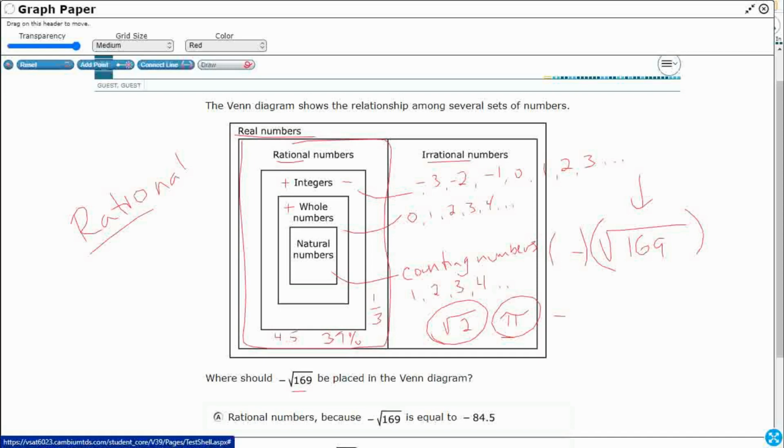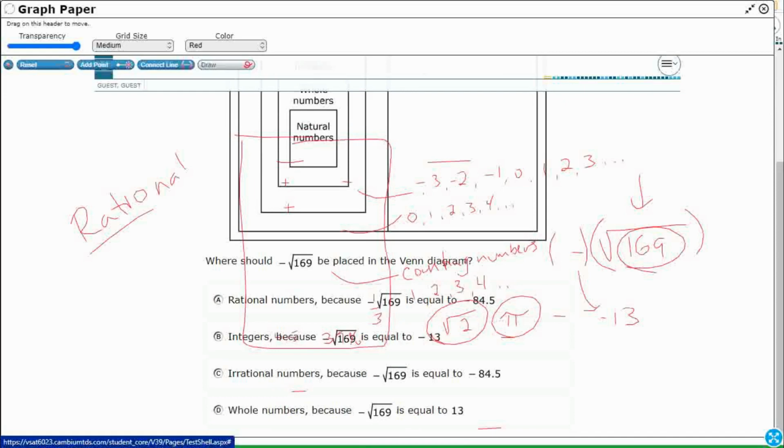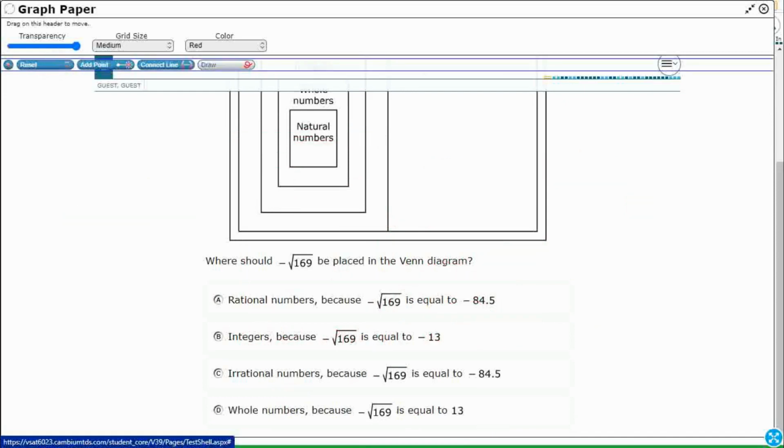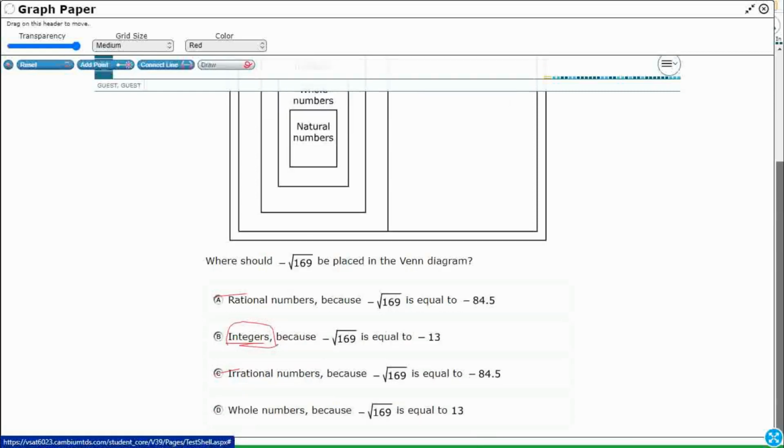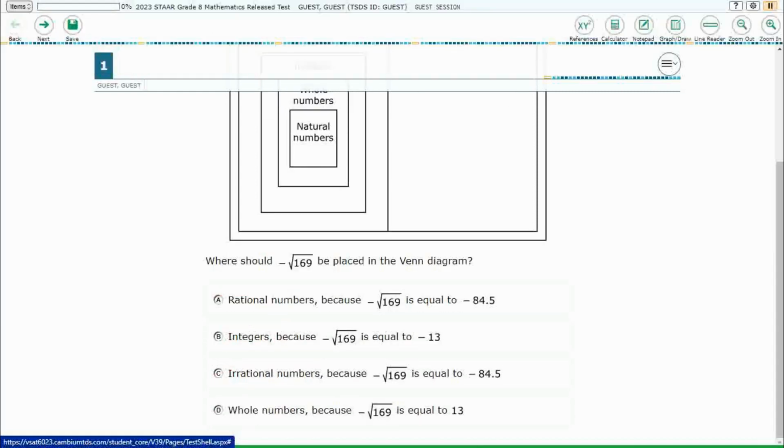And the square root of 169 does not mean divide by 2. That's ridiculous. It's what number times itself makes that number, okay? And then we bring that negative back in. So it's the negative on the outside, so -13. And so that means it's either going to be B or D, and it is an integer simply because it's negative. Since it's negative, we can't put it in the whole numbers. So the answer is going to be B.